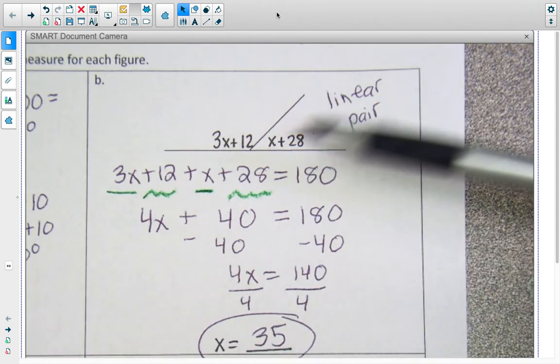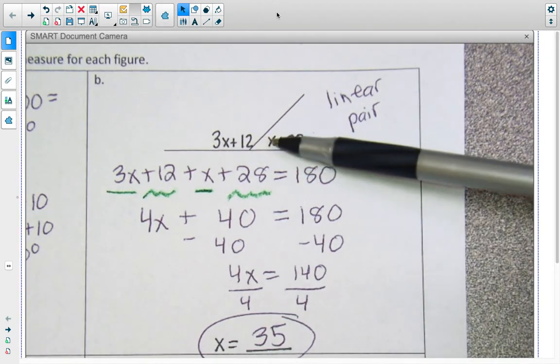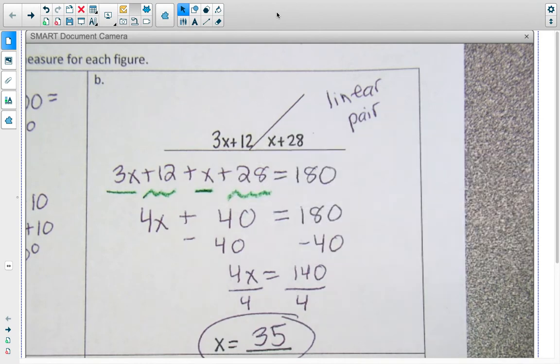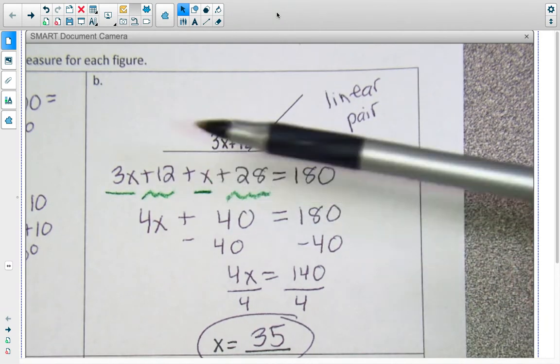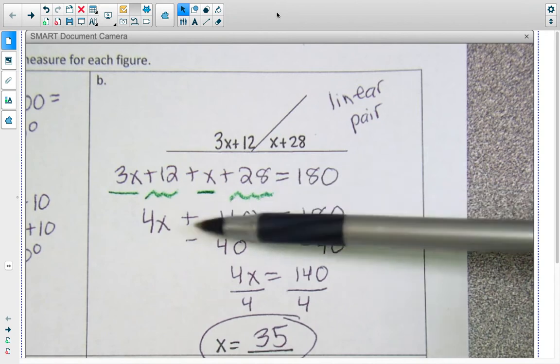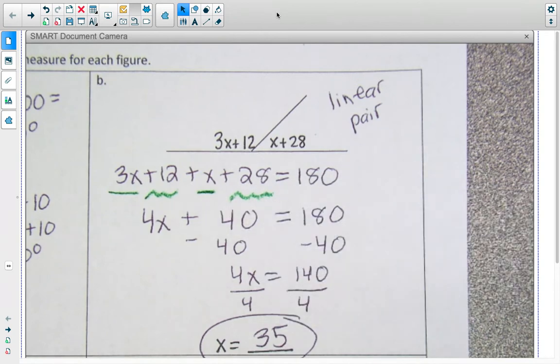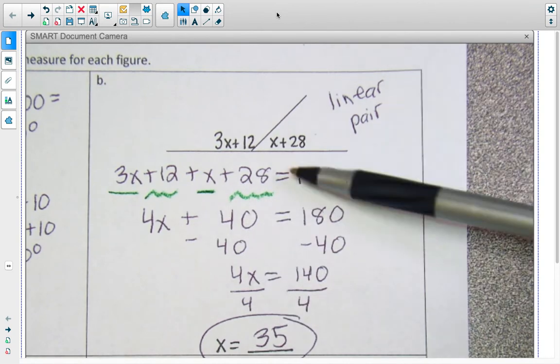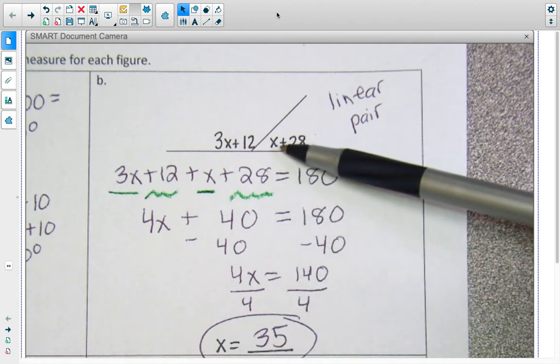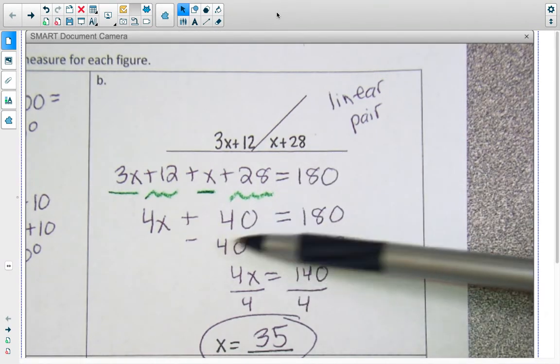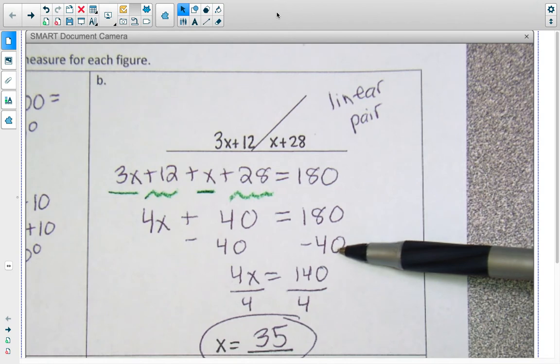So I recognize that this was a linear pair. They're right beside each other. We combine our like terms. X's go with X's. Constants go with constants. For here, we go through, we do our thing, and we solve the equation. Just a few things. Make sure you try to keep the equal sign in the same spot as you're working. What you do to one side, you got to do to the other side to keep your equation balanced.